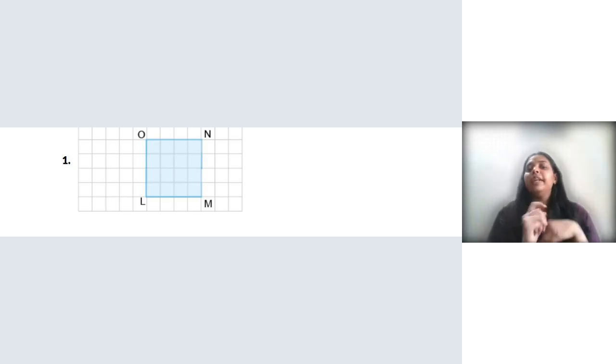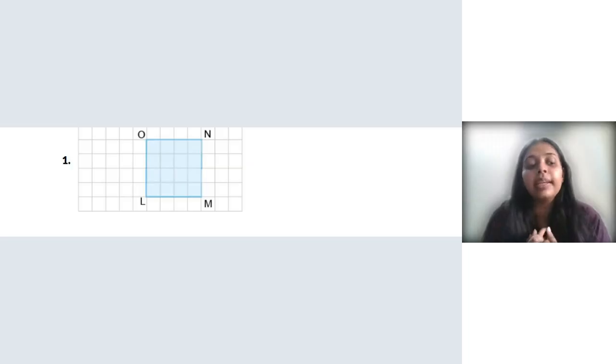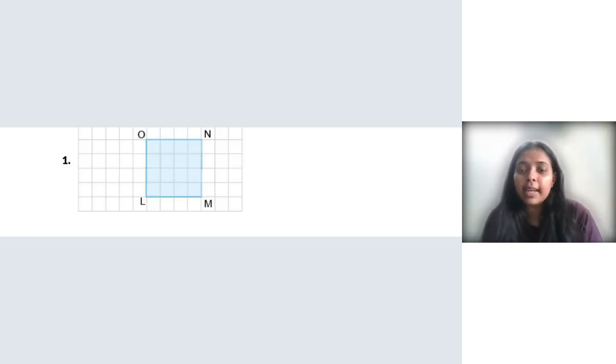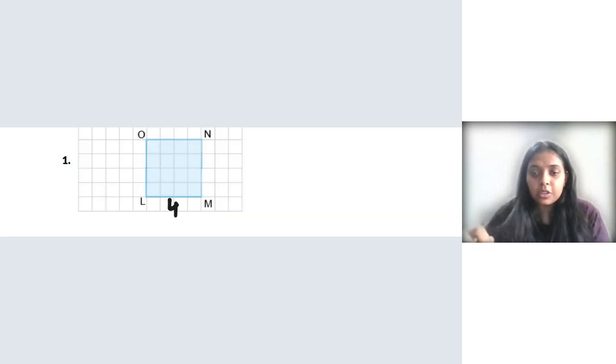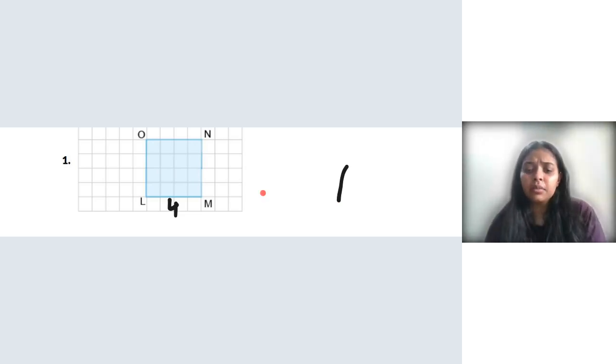First, you have to tell me if it's a rectangle or a square. It's a square. So what, according to you, should be the area? How many small squares are there in one side? 4. So this side is 4. 8. 8 should be the area.